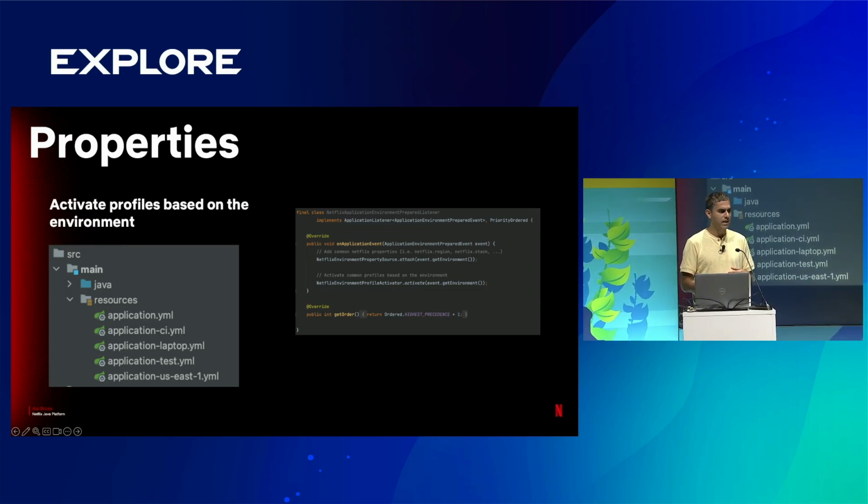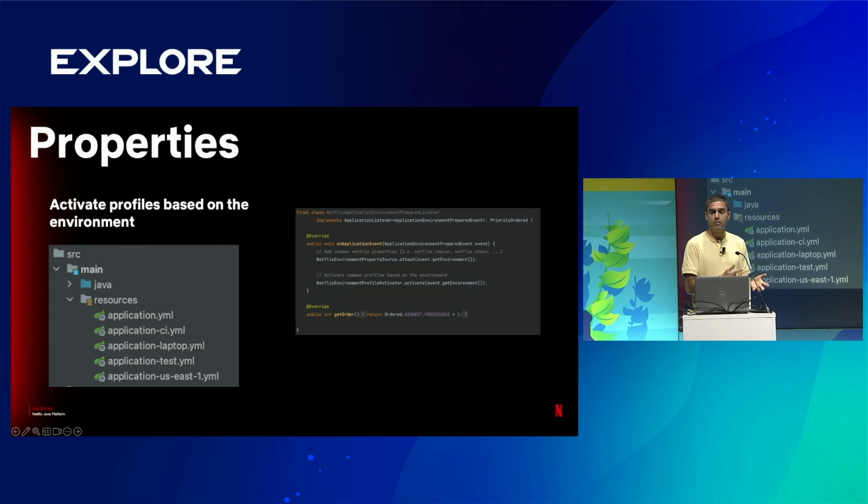What our code does at this point is detect the environment we're running on using environment variables or just detecting the type of the machine. For example, if you're running on a Mac, we know that's probably a laptop. If we're running with a certain environment variable set to test or staging or production, we do that as well. We also can detect which region we're running on based on AWS-specific environment variables. So once we activate those profiles, Spring takes care of loading the correct properties files and meshing all these together.